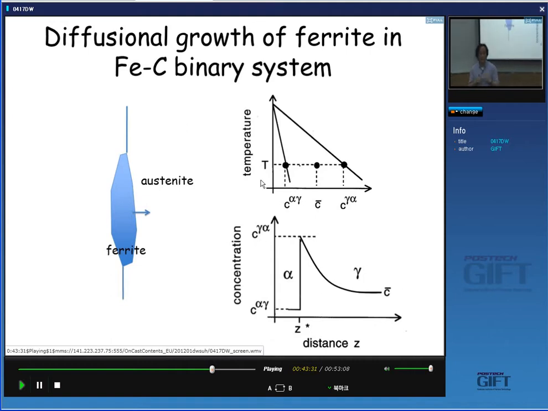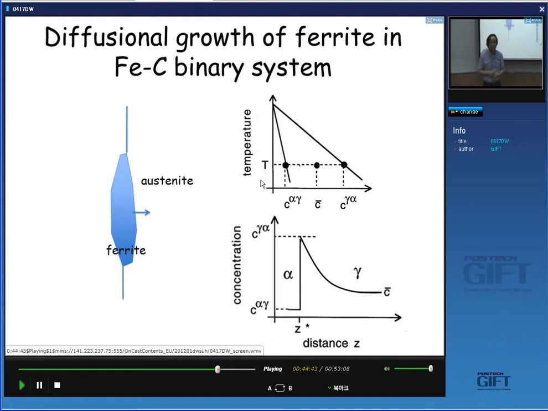So how can we evaluate the growth rate of this ferrite? It starts from the equilibrium phase diagram. When you look at this phase diagram, this is our initial composition, C bar. Let's consider at first the sample is here, then we cool down to temperature T. Then ferrite is nucleated and starts to grow. From this phase diagram, you can understand that the interface composition of ferrite side is given by this position, right? And the interface composition in austenite side is here, right?